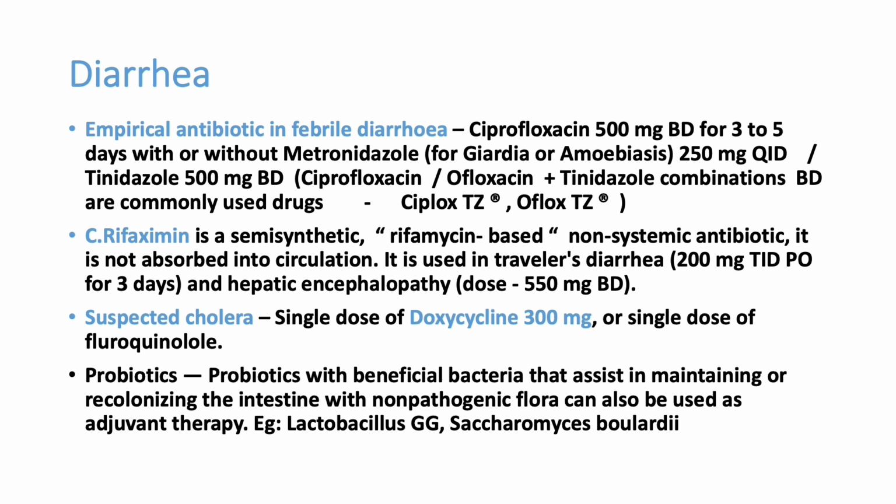One important drug is rifaximin. It's a non-absorbable antibiotic. It's mainly used in hepatic encephalopathy. It can also be used in travelers diarrhea. 200 to 400 milligram TID is the dose that can be given. In hepatic encephalopathy, a slightly higher dose is required, 550 milligram BD. But in routine travelers diarrhea, 200 milligram TID is enough.